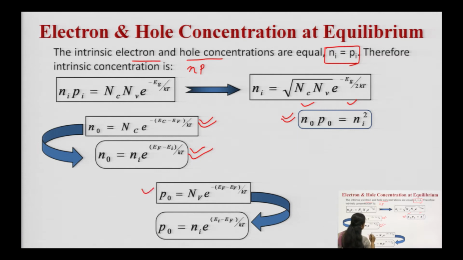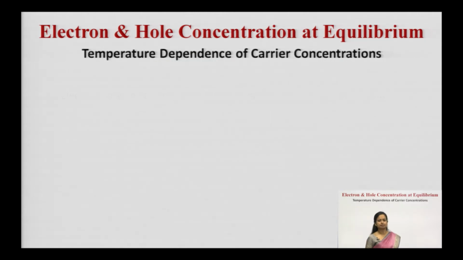Similarly, you can write it down for the holes as well. P naught is Nv e raised to the power minus (Ef minus Ev) upon kT. Again, you can absorb this minus sign inside the bracket and you will be writing P naught equal to Ni e raised to the power (Ev minus Ef), and here Ev is nothing but Ei. So, this is how you can write down the mathematical expressions when you need to calculate the concentration of electrons or the concentration of holes.